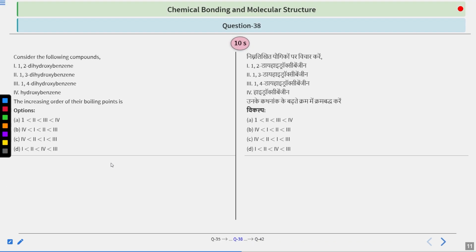Question number 38 says, consider the following compounds: 1, 1,2-dihydroxybenzene; 2, 1,3-dihydroxybenzene; 3, 1,4-dihydroxybenzene; and 4, hydroxybenzene. Now, the increasing order of boiling point, your options are: A, 1, 2, 3, 4; B, 4, 1, 2, 3; C, 4, 2, 1, 3; and D, 1, 2, 4, 3. So you have 10 seconds to solve this question. Your time starts now.